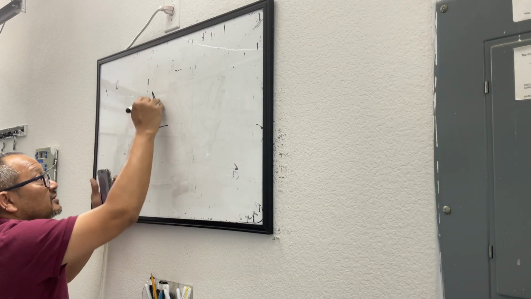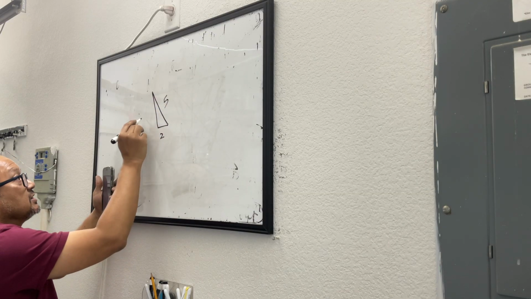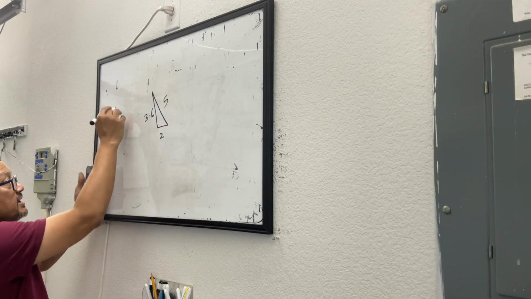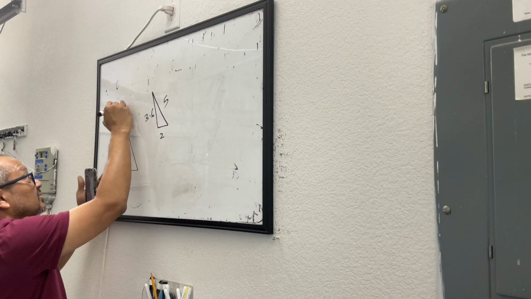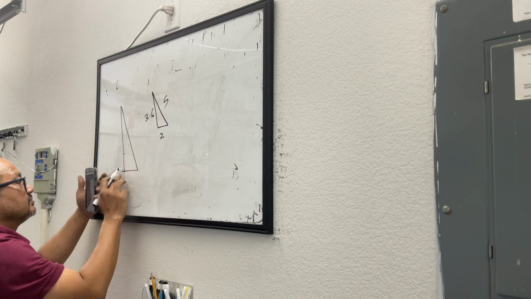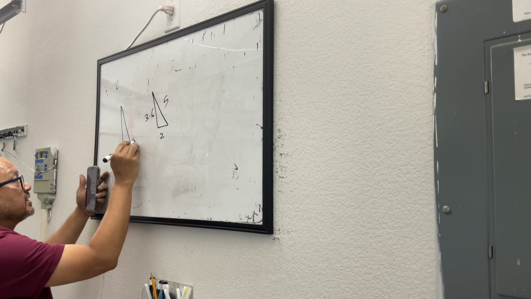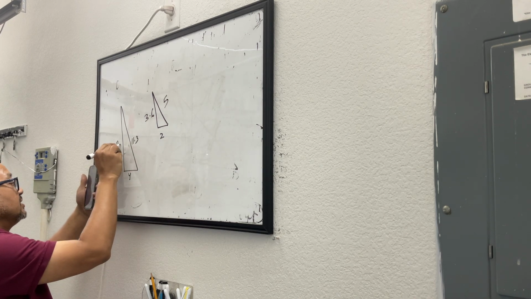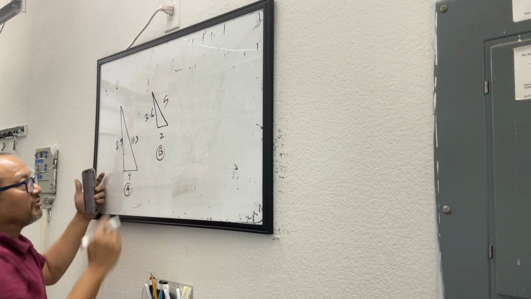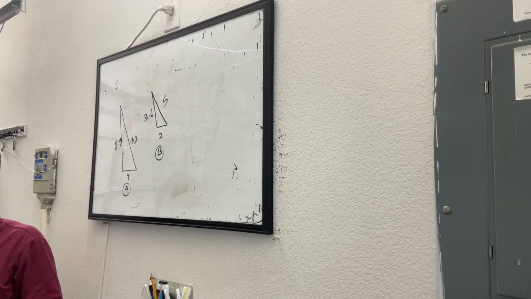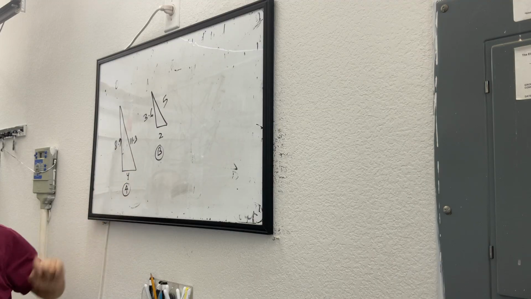This one is 2, 5, 3.6. And then you have another one: 4, 11.3, and 8.9. This is figure A and this is figure B. The question to you guys is: is figure B a scale copy of figure A?